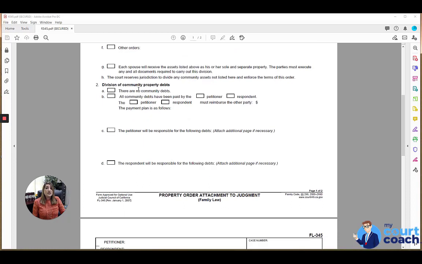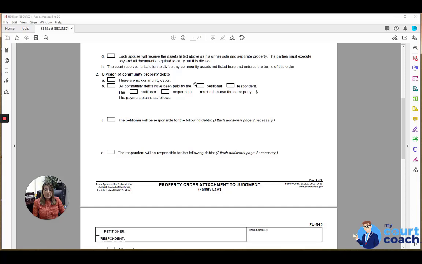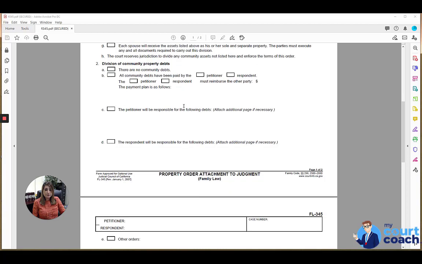Below, we have the division of community property debts. As with the assets, if there are no community debts, you want to mark box 2A. If the court finds that the debts have been paid by one party and the other party has an obligation to reimburse that party certain monies, then you would mark box 2B, identify the party that paid the debts and the party that has to reimburse the other, and list the total amount to be reimbursed. If the court sets a payment plan for how that reimbursement is to be paid, you would describe that under the payment plan is as follows.